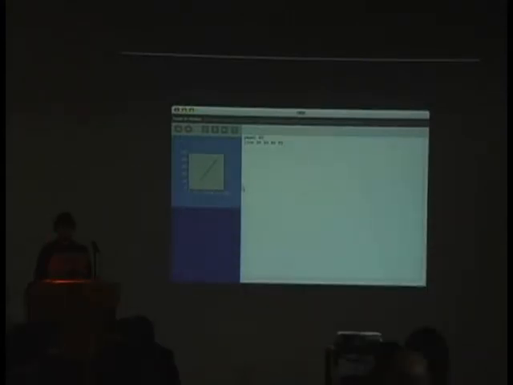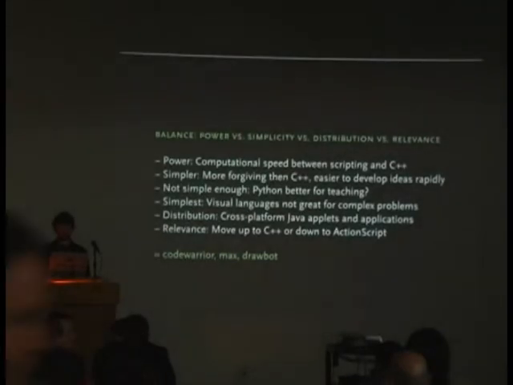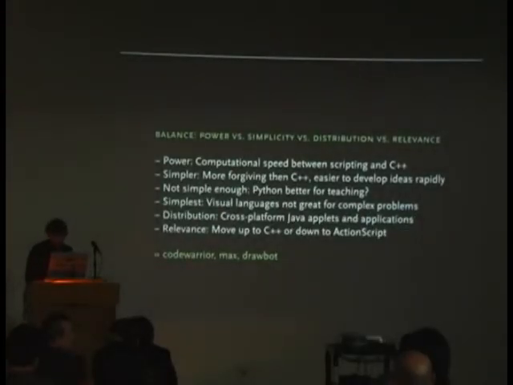The problem with Design by Numbers, though, was that you were constrained to 100 by 100 pixels in grayscale. And so with Processing, we tried to keep some of the simplicity of Design by Numbers, but to really expand the potential of what it could do. These are a few of the design considerations in designing the language. We needed to have a balance between, for example, the speed of C++ with the simplicity of a scripting language like Python.